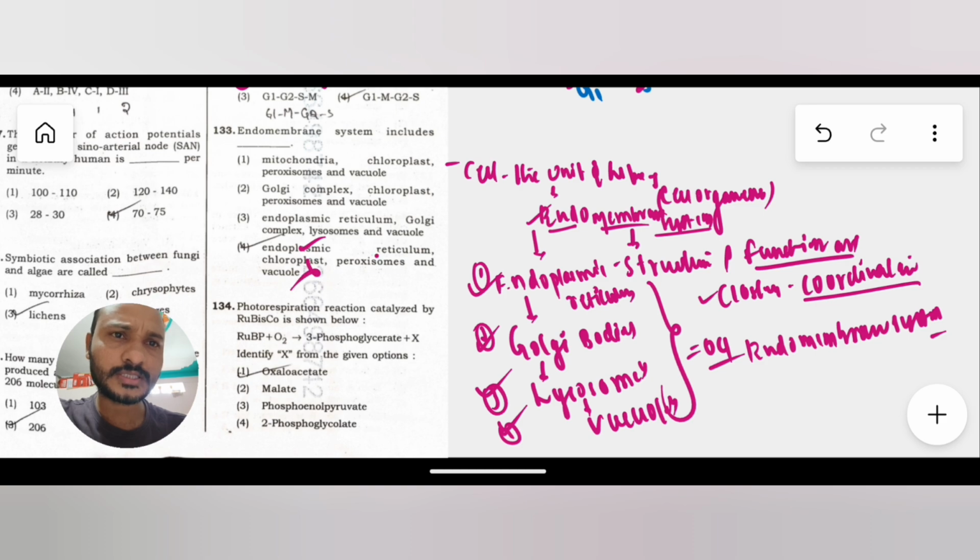No. Peroxisome is not there. So this is the wrong answer. So the third one, endoplasmic reticulum, Golgi complex, lysosome, vacuoles. Yes. So the third one is the right answer for this question 130.